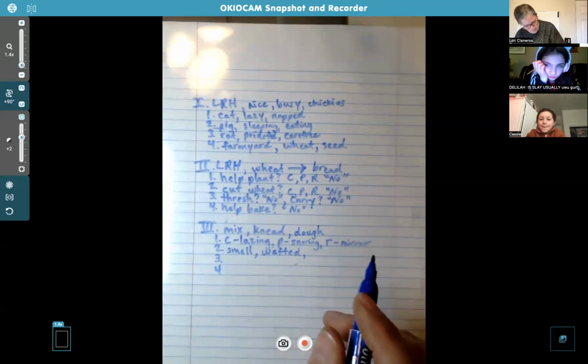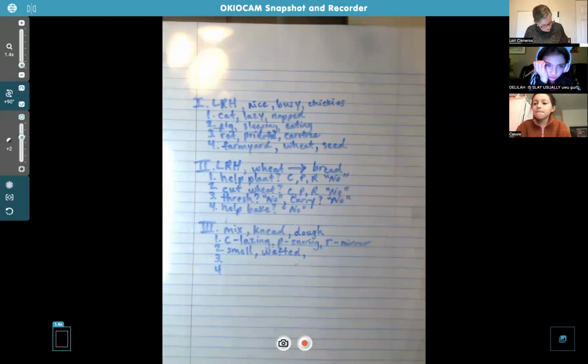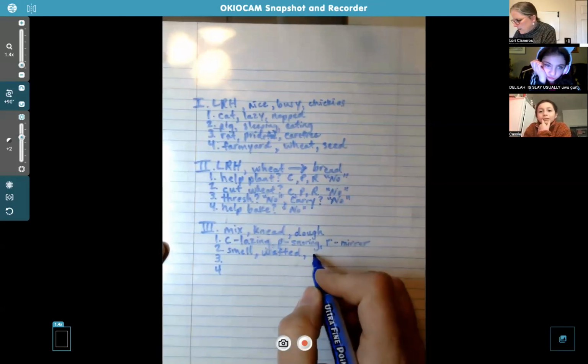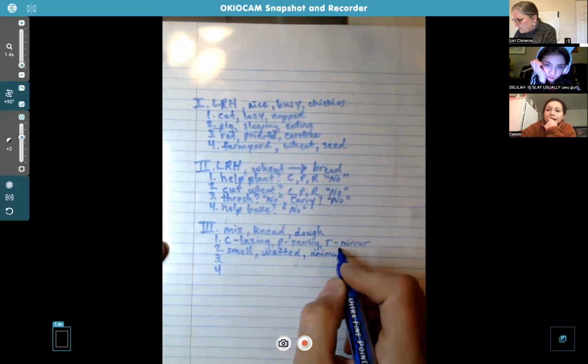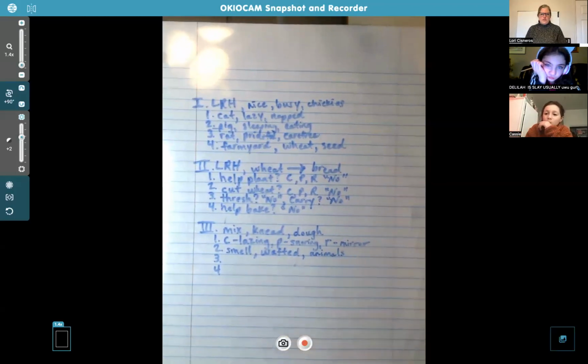And then it says it wafted on the autumn breeze, and now the animals, they can smell it. I'm going to put animals here. The animals could smell it.